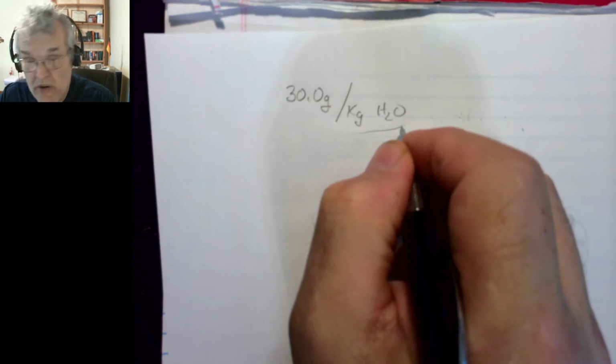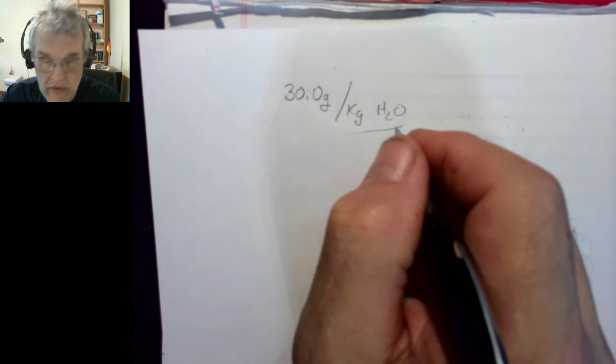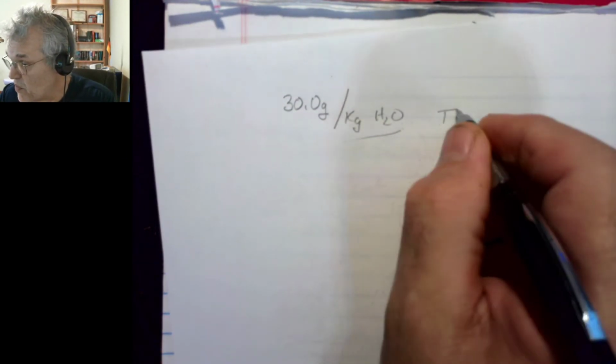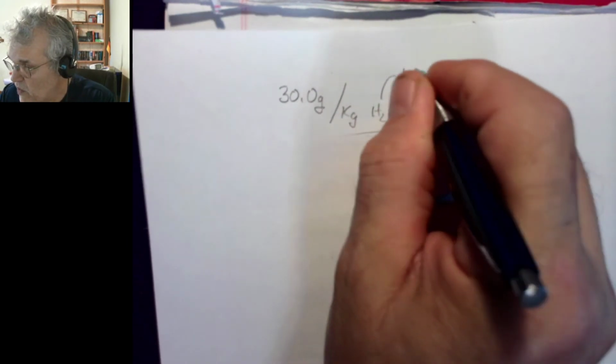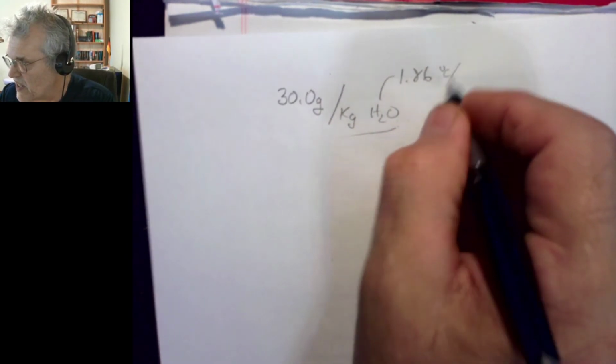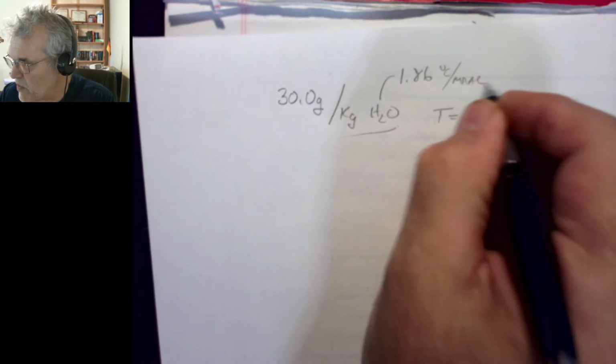Okay, so we're doing it on a per kilogram basis. That means we've got 1 kilogram of water, and it has 30 grams of substance in it, and our freezing point temperature is going to be negative 0.93 degrees Celsius. Of course, we know since this is water, 1.86 degrees Celsius per molal is what we're going to use there.